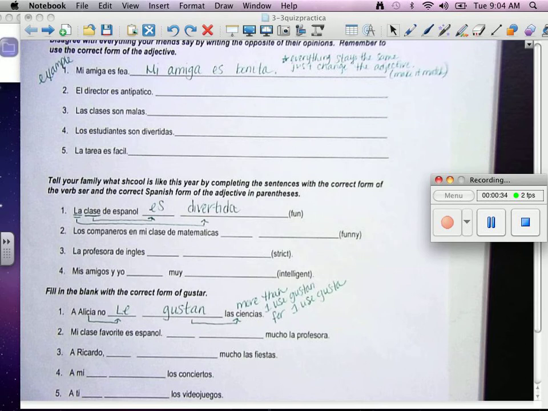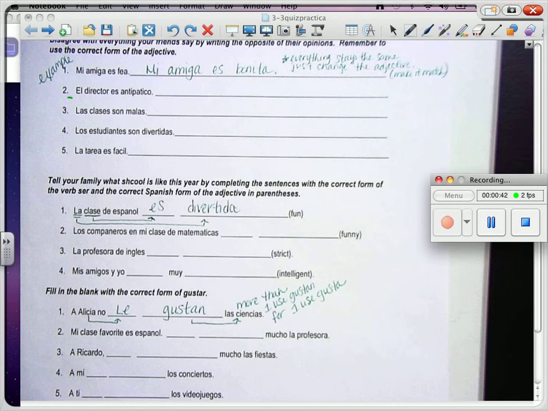All right, which one do you guys want me to do in the first section? Oh, goodness, don't all talk at one time. Número tres? Okay. Let's do número tres.